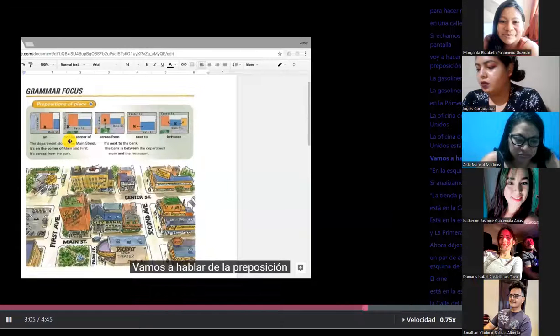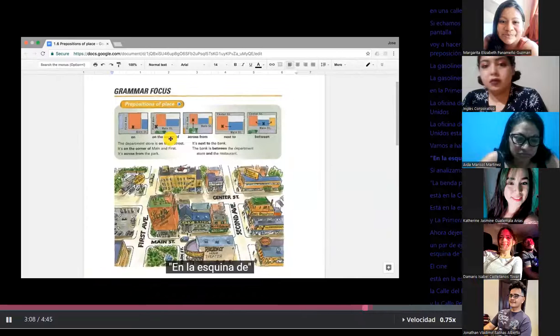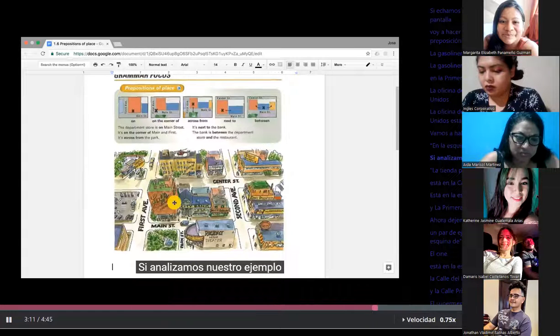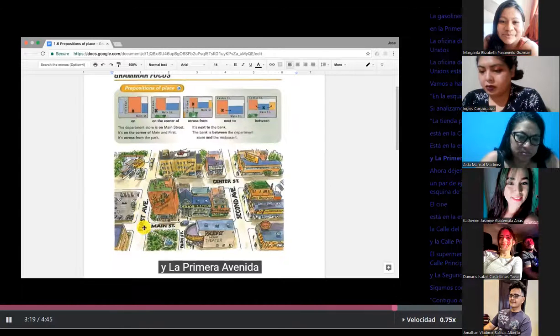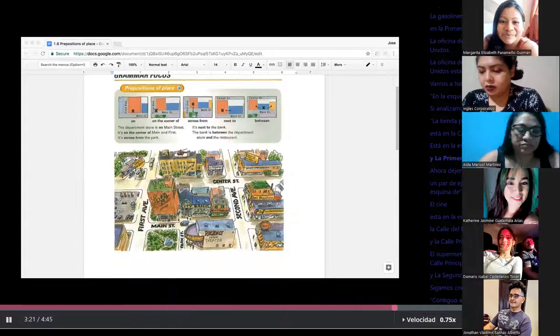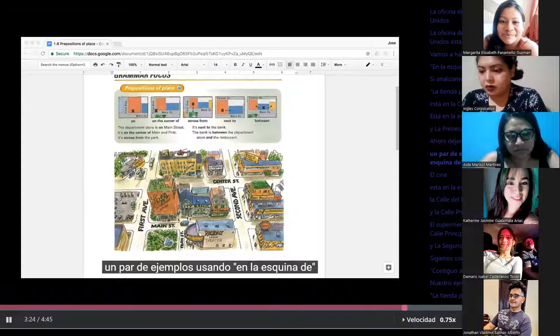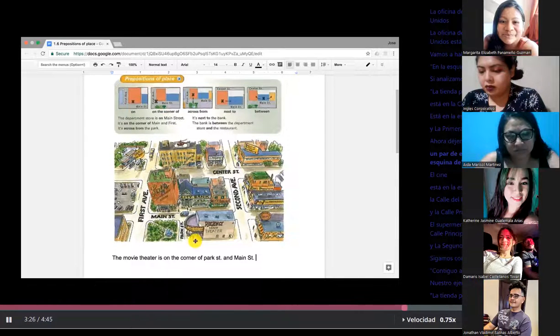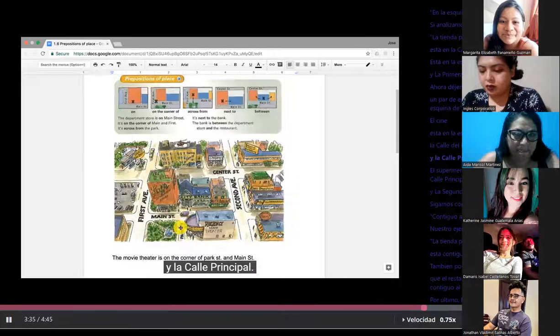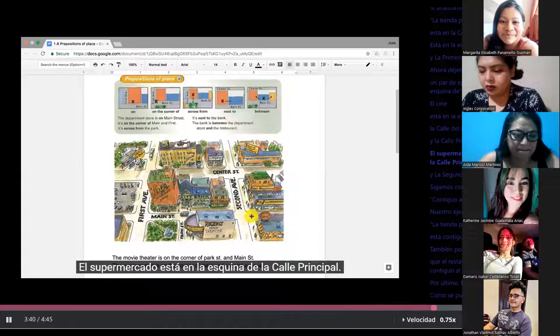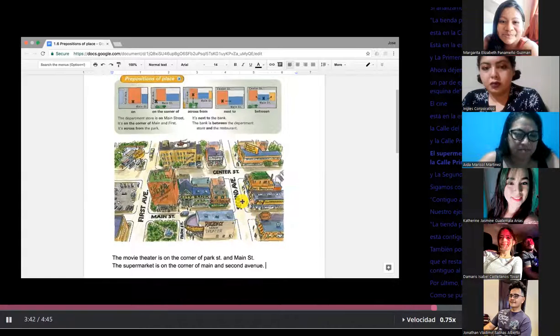Let's talk about the preposition on the corner of. If we analyze our example, the department store is on Main Street. It's on the corner of Main and First Avenue. Now let me give a couple of other examples using on the corner of. The movie theater is on the corner of Park Street and Main Street. The supermarket is on the corner of Main Street and 2nd Avenue.